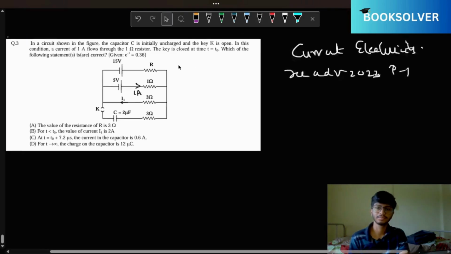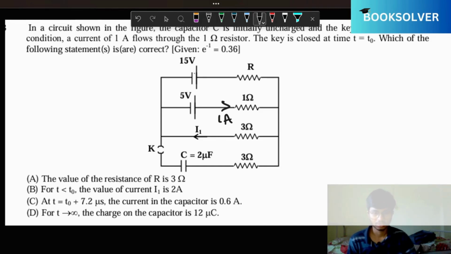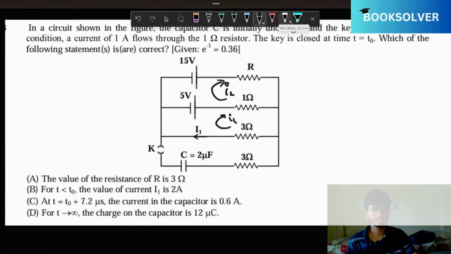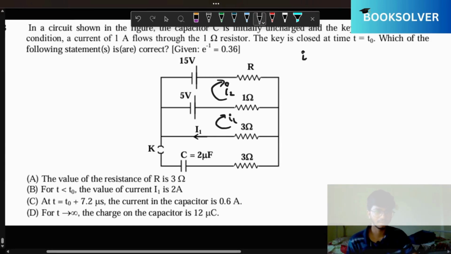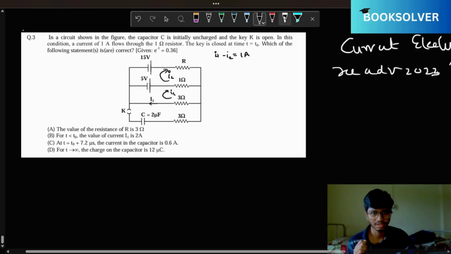So the value of resistance R is equal to 3 ohms. We need to calculate that. We are going to use mesh analysis over here. Let's say here the current flowing is I2 and here the current flowing is I1. And we know I1 minus I2 is equal to 1 ampere. It's given, right? Current through the 1 ohm resistor is 1 ampere. So once we know all this, we can proceed further.